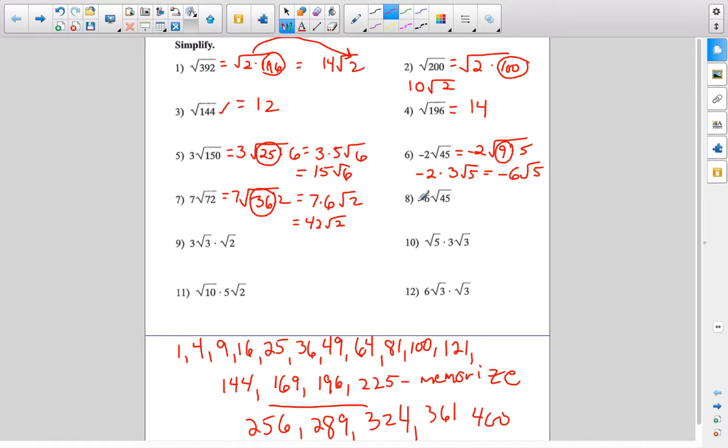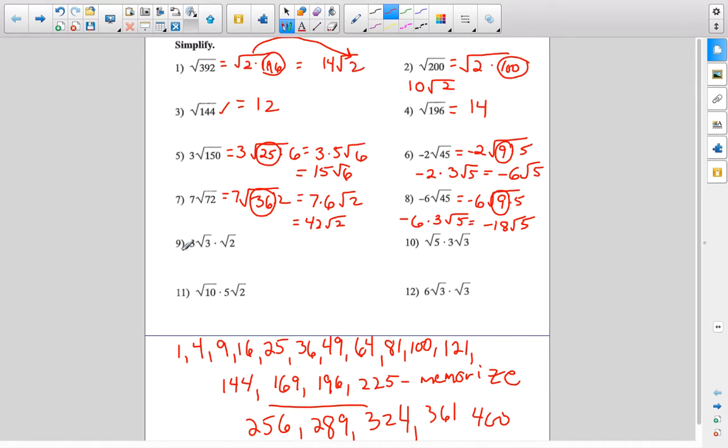Final answer. Number 8, negative 6 times the square root of 45. Now remember above, negative 6 times the square root, and 9 times 5 is 45. And I know the square root of 9 is 3, so I take that negative 6 times the 3, multiply it times radical 5. So negative 6 times 3 is negative 18 times radical 5.